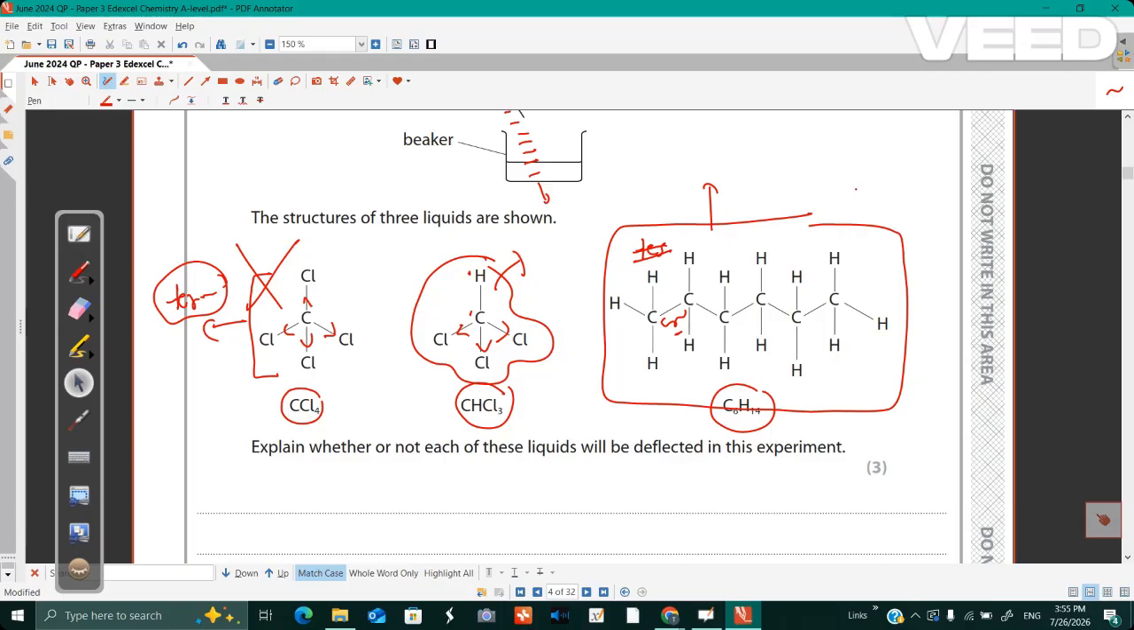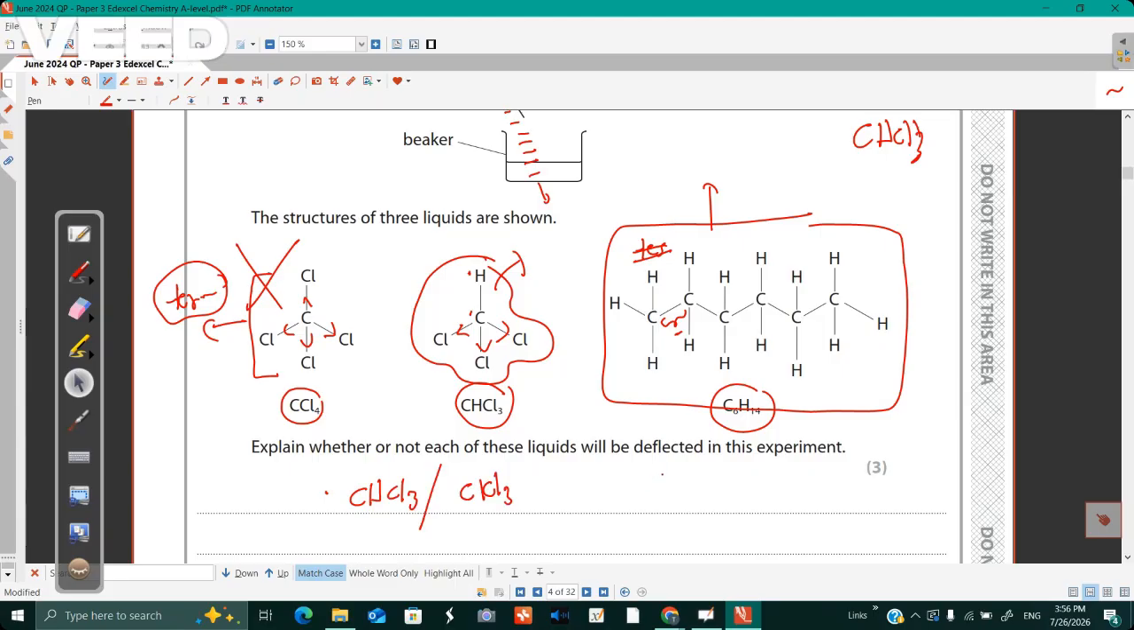So which one is the answer? CHCl3 is the answer, right? So in your 3 points, you must mention bond polarities. When you talk about the bond polarities, CHCl3 and CCl4, both are having bond polarities.